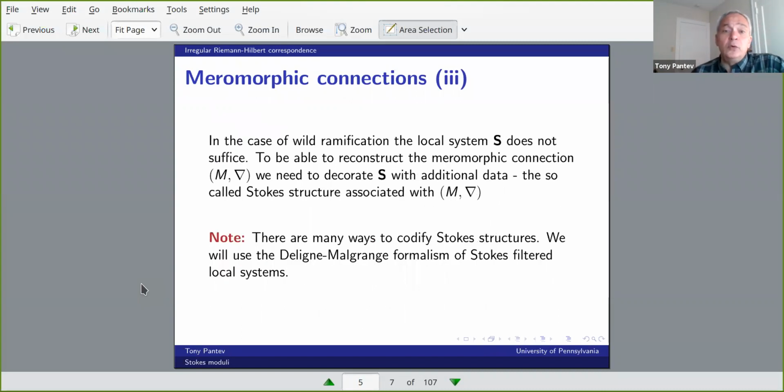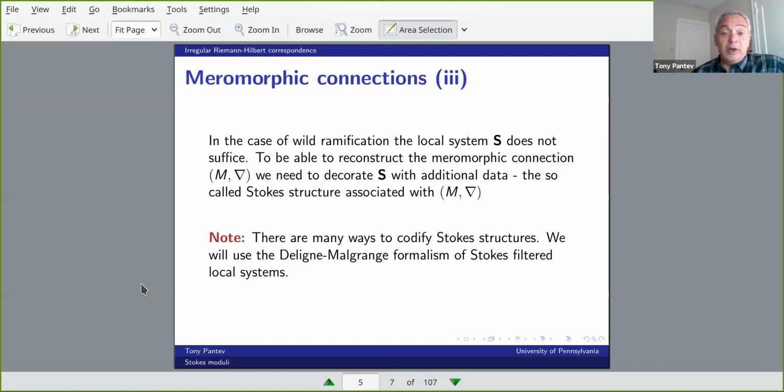So what you need to do when you have a wild ramification, when you cannot choose a holomorphic extension, a lattice where you have a logarithmic pole, is put extra data on that local system on the circle if you want to reconstruct the connection. So if you're looking for the Betti incarnation of the de Rham data, the connection, you need extra data on this local system on the circle. And so this is the Stokes structures, whose moduli we're going to study. So we're going to really study the moduli of these Stokes structures.